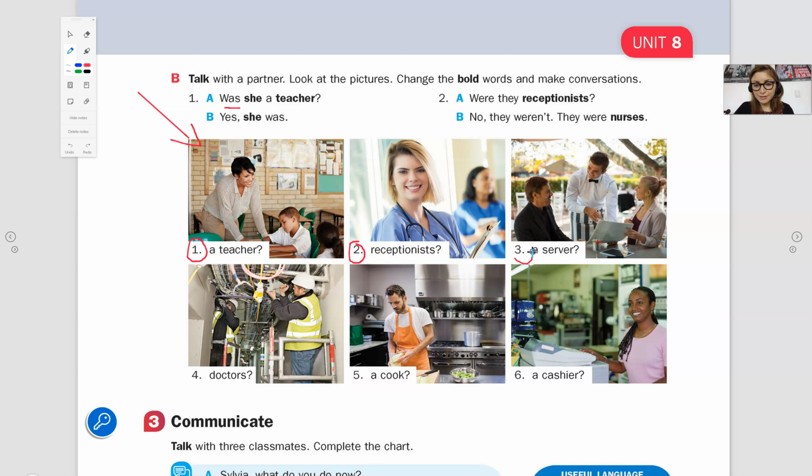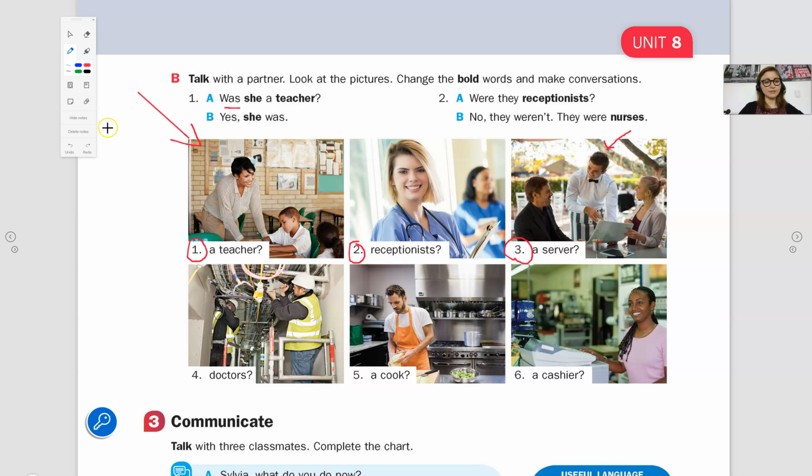Okay, let's try number 3 over here. Okay, so number 3 says a server. Okay, so now we're looking at the man that's working right there. So here we have one man. So do I say was he a server or were he a server? Okay, so I need to use was because it's one man. Was he a server? Yes, he was. Because a server is like a waiter or a waitress. They work in the restaurant.